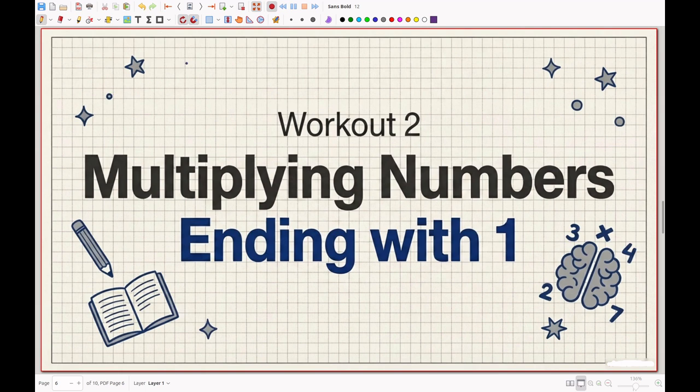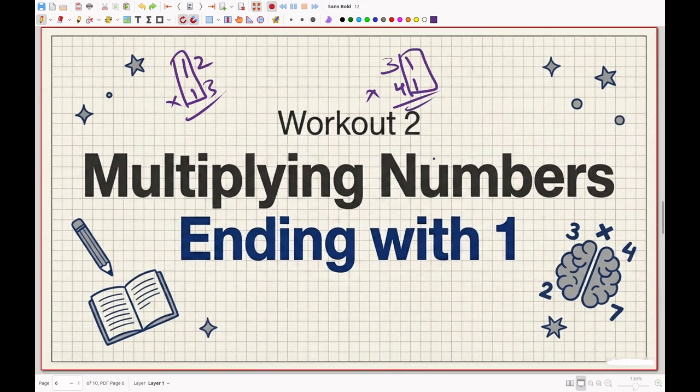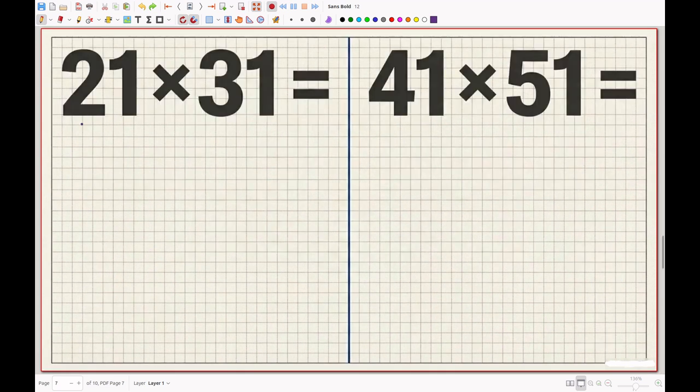Till now we have seen the numbers that start with 1, like 12 into 13. But from now onwards we are going to see the numbers that end with 1, like 31 into 41. Here we have the numbers that end with 1. Let's look into these kinds of problems, how we can do this. Suppose here we have 21 and 31, the numbers that end with 1.